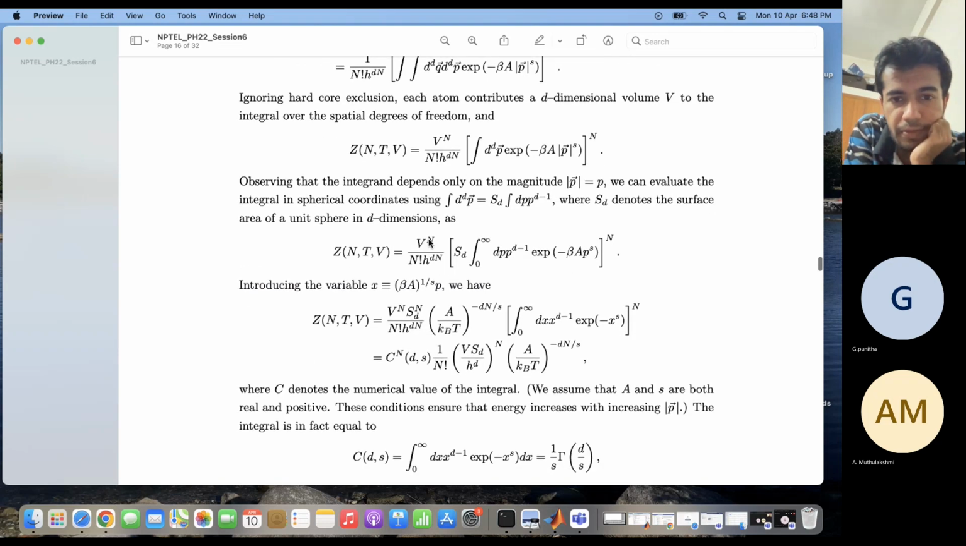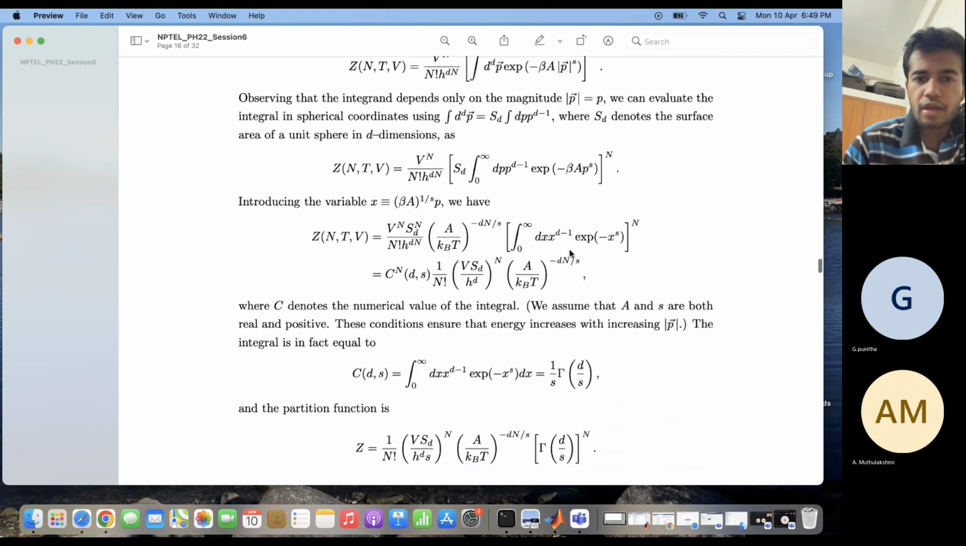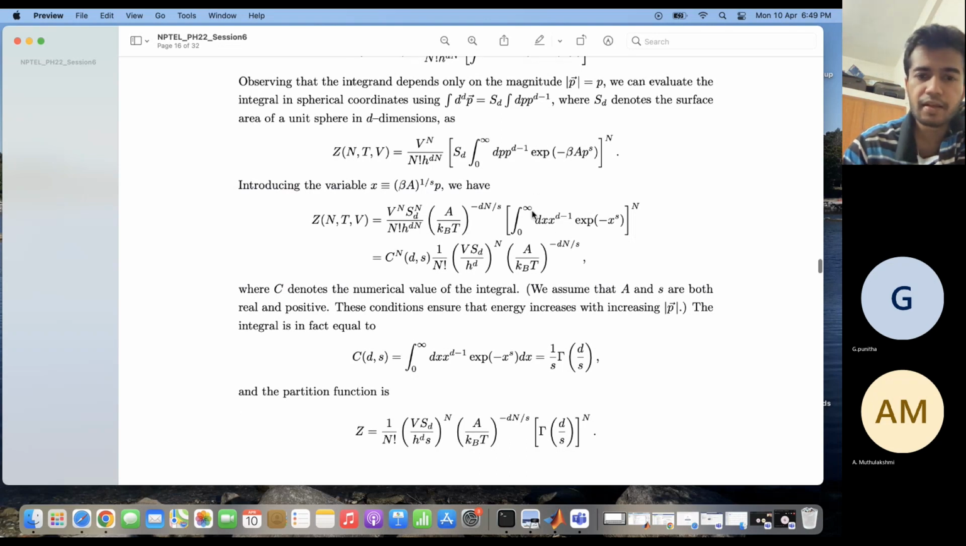Therefore, the partition function becomes equal to V to the power N by N factorial h to the power dN, times S_d times the integral from 0 to infinity dp p to the power d minus 1 times exponential of minus beta A p to the power s, and then there is a product over N number of these integrals. Now we make the substitution that x is equal to (beta A) to the power 1 by s times p. Why do we do this? If I make this substitution, then I get this integral in terms of a product of N number of gamma integrals.